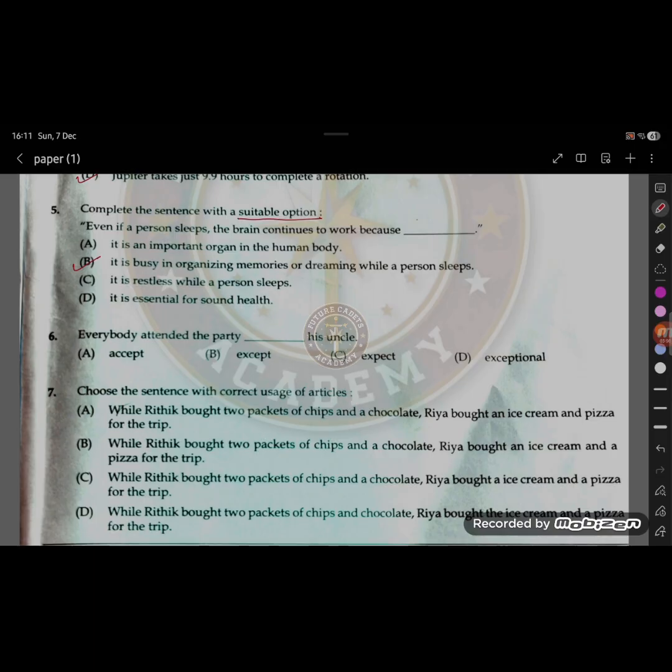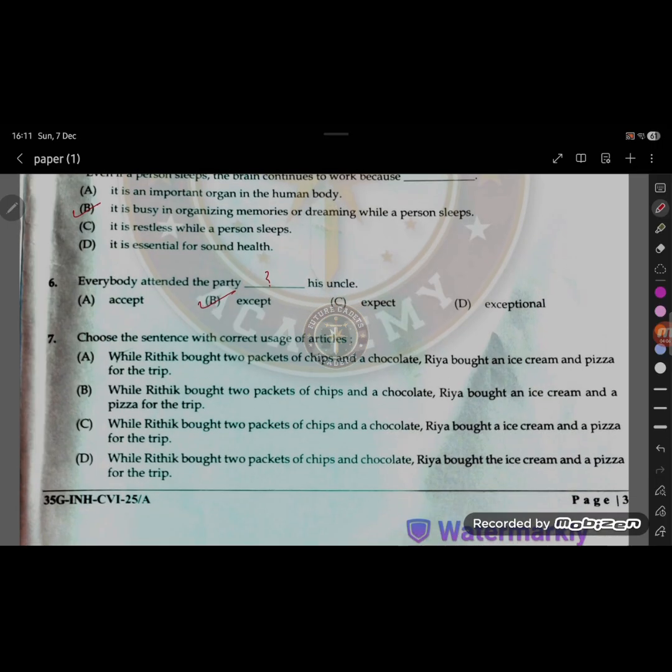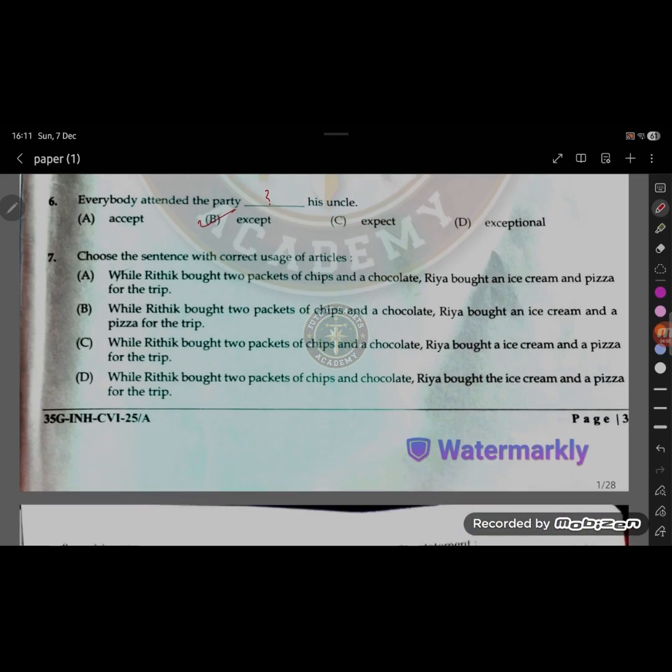Now question number 6. Everybody attended the party dash his uncle. Now you need to choose something that fills this space. It is very much understood that the uncle didn't attend the party, and here it is 'except', which means to exclude someone. So his uncle was excluded from the party.